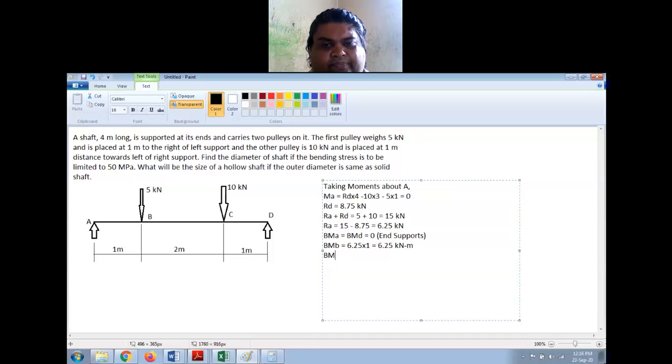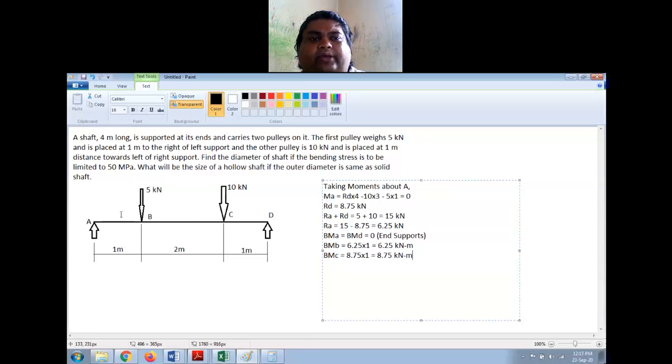Then BM at C is equal to, left side I have two forces, right side I have only one. So I'll take the right side. That is RD 8.75, so 8.75 into 1, which will be 8.75 kilonewton meter. So from this, I know that the maximum bending moment in this beam is 8.75 kilonewton meter, acting at point C, right?